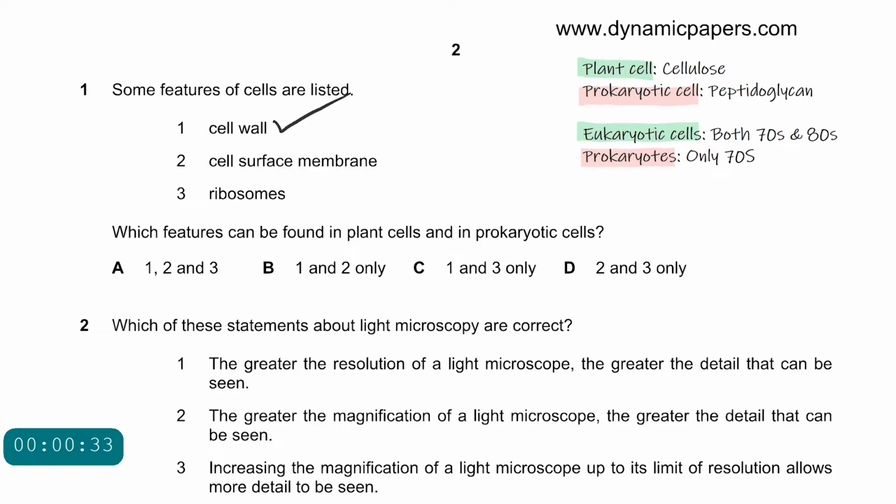For cell surface membranes, yes, both of them do have a cell surface membrane. For ribosomes, both of them do have ribosomes. However, in eukaryotic cells, both have 70S and 80S ribosomes, but in prokaryotes, it's only 70S ribosomes. Therefore, the answer is A.